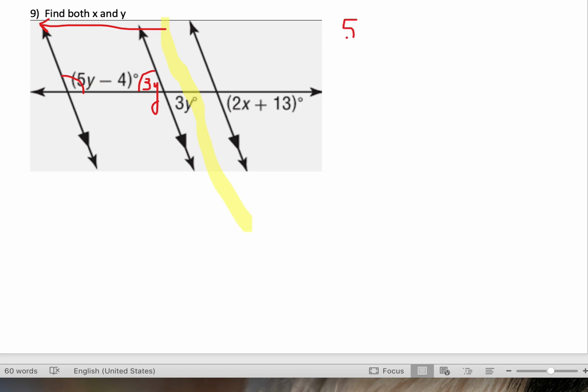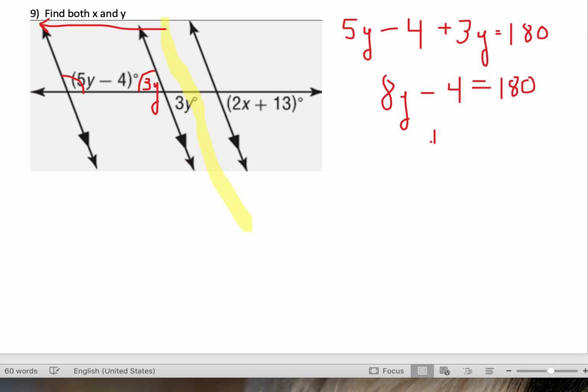So if I add them up, if I do 5y minus 4 plus 3y, then I have to get, as Count von Count would say, 180 degrees. Now this is the same side, same operation situation. That is to say the y's are on the same side, so you're going to combine like terms. That's 8y minus 4 is equal to 180 degrees.